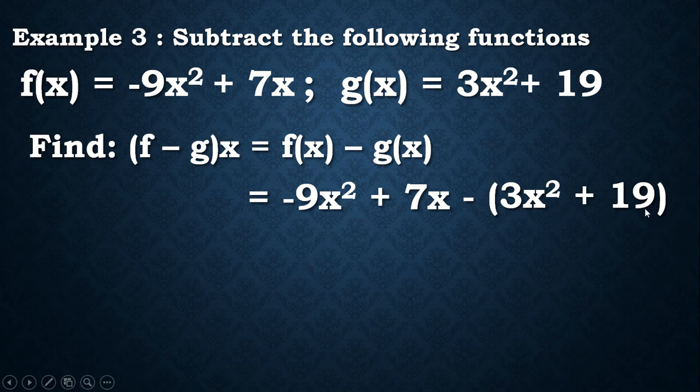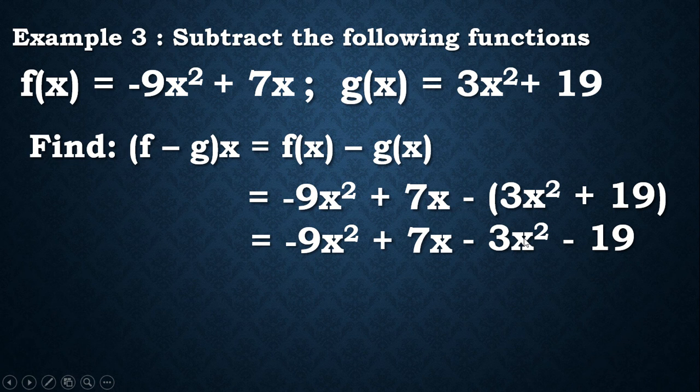We have to enclose this g of x in a parenthesis so that we can emphasize the operation of subtraction. And then, negative 9x squared plus 7x. And then this will be multiplied. Distributive property of multiplication: negative times 3x squared, negative times positive, that is negative 3x squared, and then you have to multiply this part, negative times positive 19, and that is negative 19.